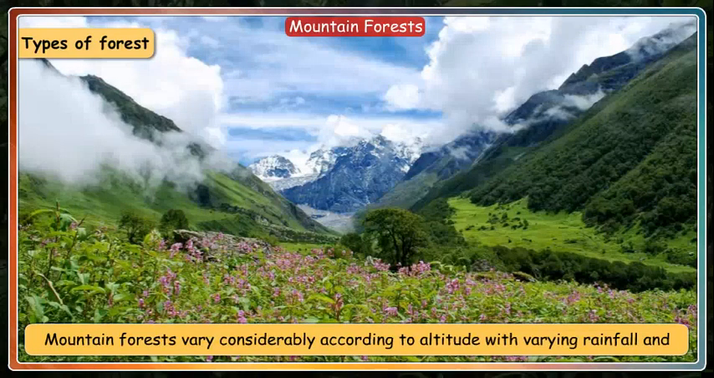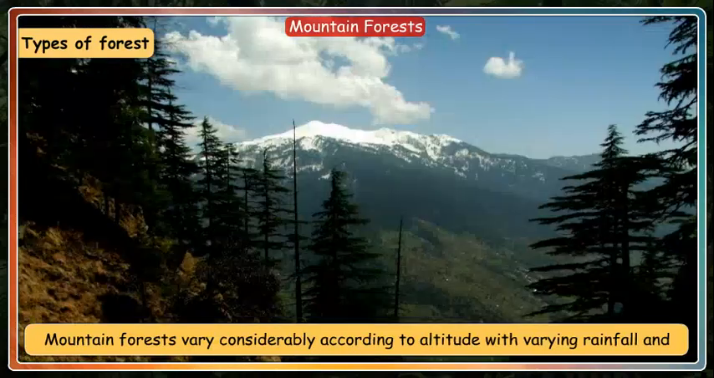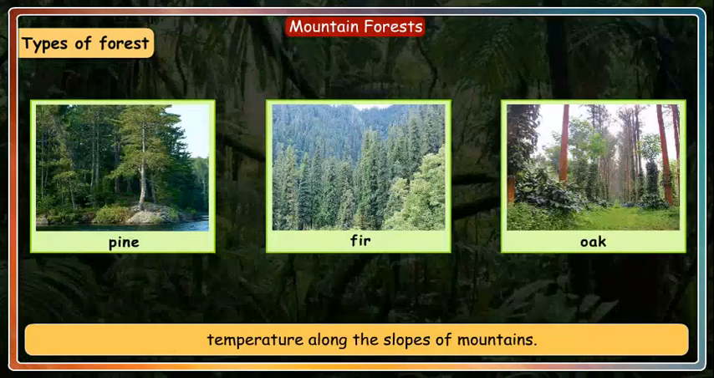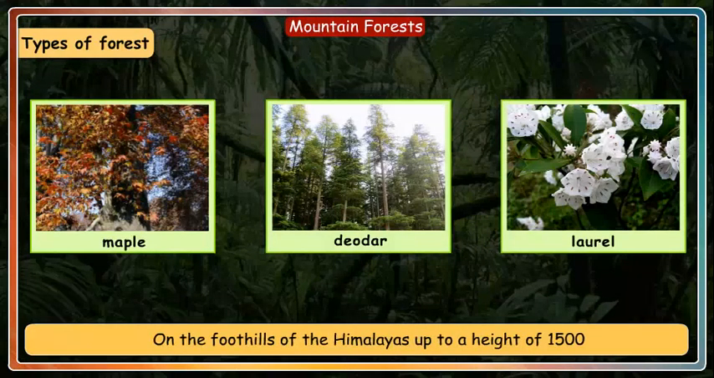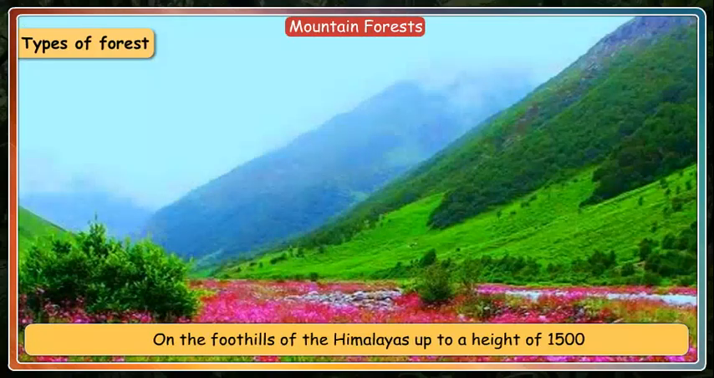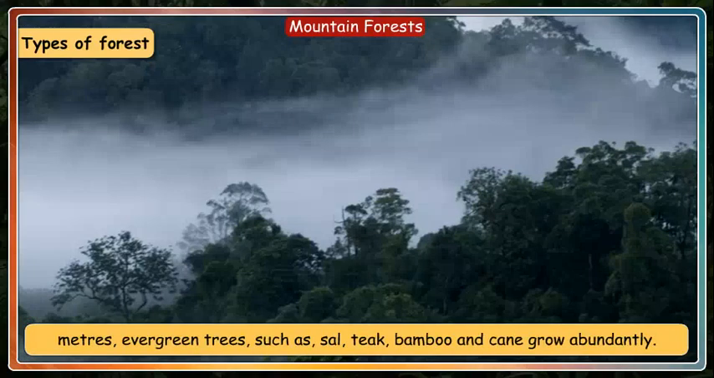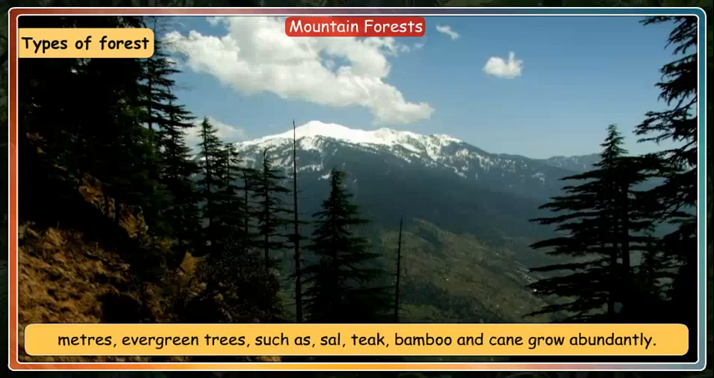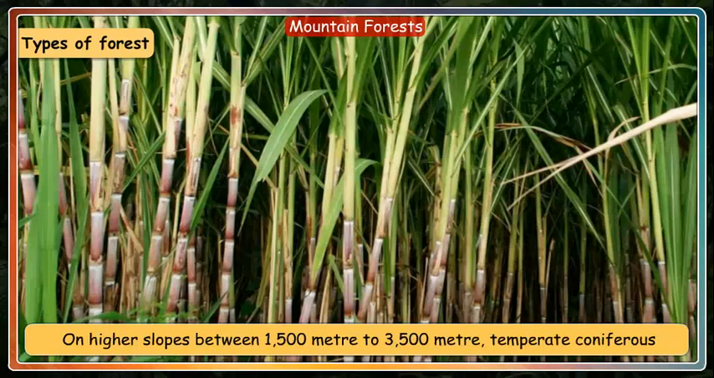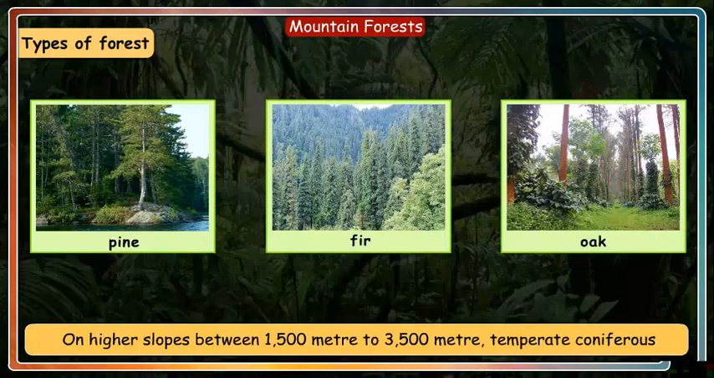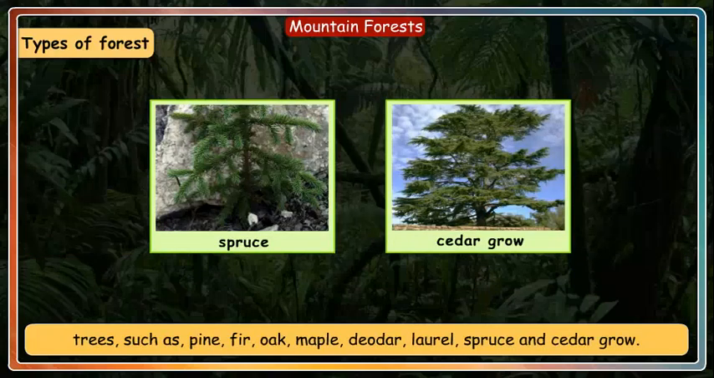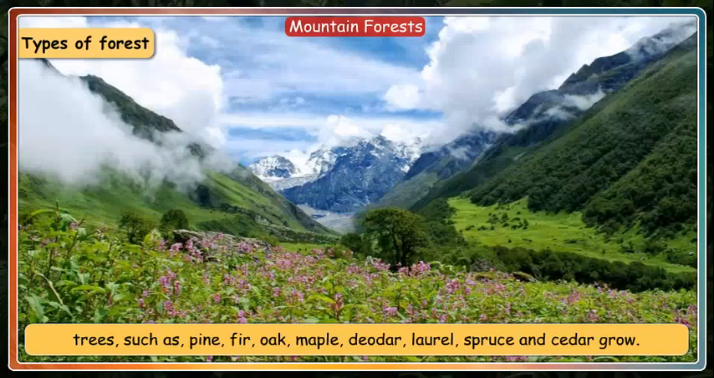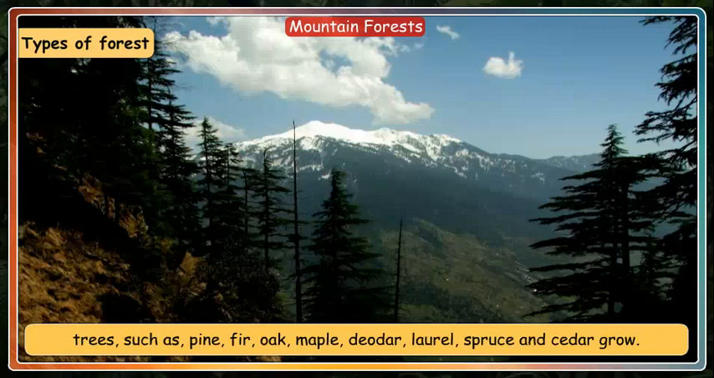Mountain forests. Mountain forests vary considerably according to altitude, with varying rainfall and temperature along the slopes of mountains. On the foothills of the Himalayas up to a height of 1500 meters, evergreen trees such as sal, teak, bamboo and cane grow abundantly. On higher slopes between 1500 meters and 3500 meters, temperate coniferous trees such as pine, fir, oak, maple, deodar, laurel, spruce and cedar grow.